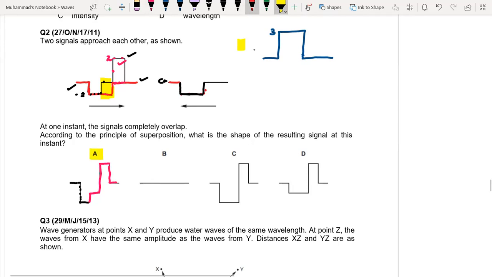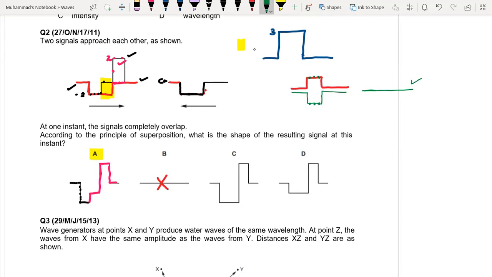Why is option B incorrect? You can see that the resultant displacement of these two waves can't be 0, because the resultant displacement is only zero when one wave has a positive displacement and the other wave has the same amount of negative displacement. If I add these two waves, the positive displacement will cancel out with the negative displacement, so the displacements of these two waves will cancel each other. So I will get this type of wave.